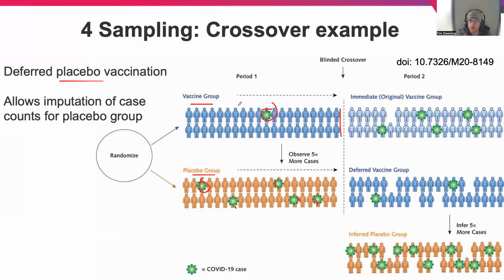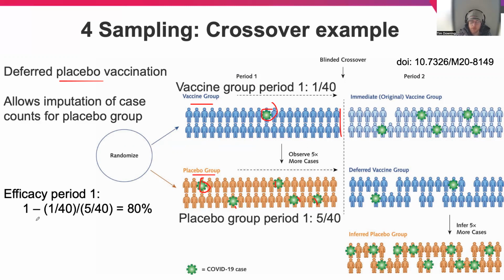So it's simply 1 out of 40 divided by 5 out of 40, and you take 1 away from that value to get the fraction denoting the efficacy. So if we look at that, the efficacy here, we'd get a fraction of 80%. 80% efficacy.